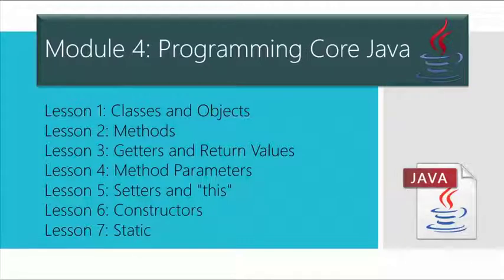And once again, we'll take a look at the setter method, and at how this is used in Java. Lesson 6, we'll take a look at constructors. A constructor is simply a special type of method that is used to initialize the object itself. Lesson 7, we'll talk about the static keyword in Java, which simply means that the variable or the function is shared between all instances of the class, as it belongs to the type, not the actual objects themselves.